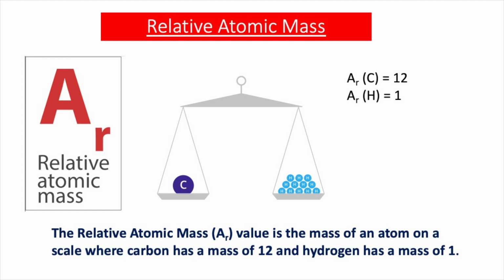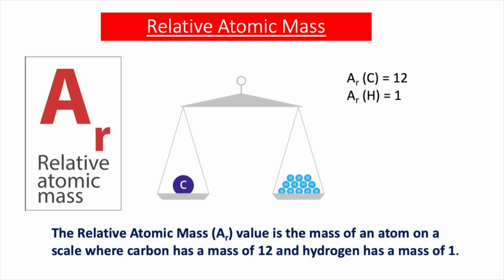Now, the relative atomic mass is the mass of an atom on a scale where carbon has a mass of 12 and hydrogen has a mass of 1. So you can see in this diagram that a carbon atom has the same mass as 12 hydrogen atoms. And that's why the AR of carbon is 12 and the AR of hydrogen is 1, because a carbon atom has a mass that's 12 times bigger than the mass of a hydrogen atom.